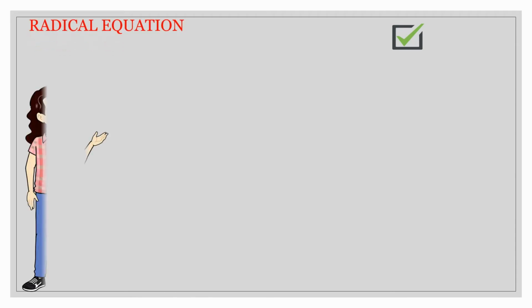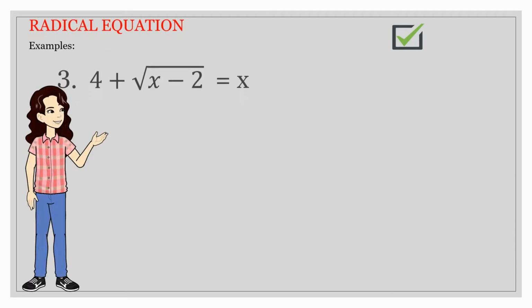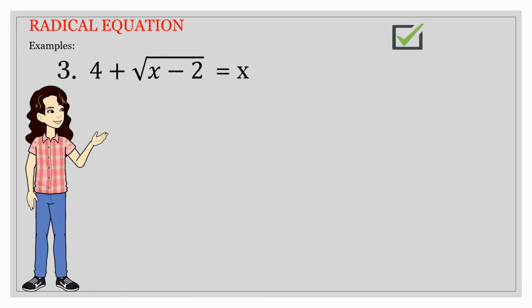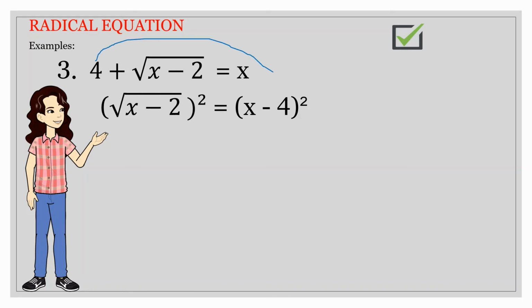Okay, another example, number 3: 4 plus square root of x minus 2 is equal to x. So the first step here is to transpose 4 to the right side, or use the subtraction property. So it becomes square root of x minus 2 is equal to x minus 4. Then raise both sides to squared. So eliminate the square root and the squared.